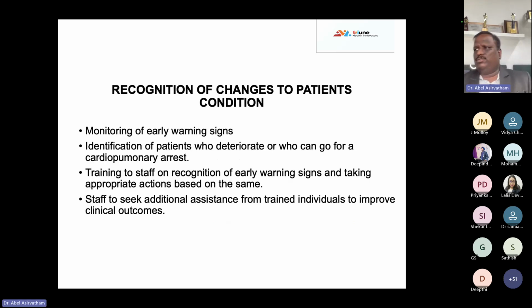Then recognition of changes to patient's condition, like monitoring of early warning signs, identification of patients who deteriorate and who can go for a cardiopulmonary arrest. Training to staff on recognition of early warning signs and taking appropriate action based on the same.